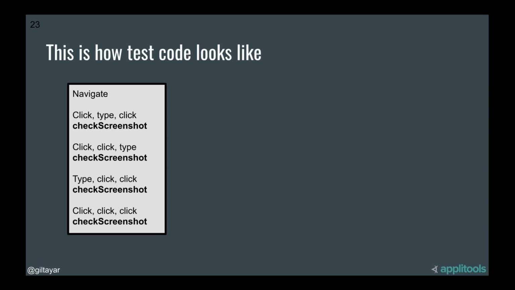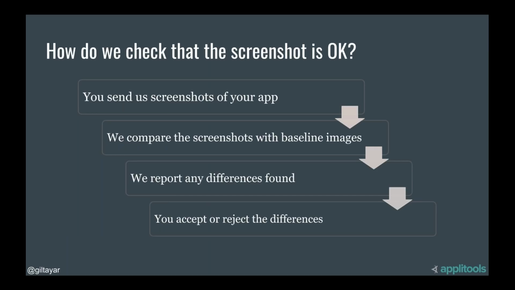You navigate, you click, type, click, and then you check a screenshot, and then click, click, type, and whatever, check another, etc. But how do we check that that screenshot is okay? Because you're only taking screenshots. But what does Applitools do with that screenshot? Because what ICE check window does is it uploads a screenshot, and we compare that screenshot with a baseline image of that screenshot. And how do we have that baseline image?